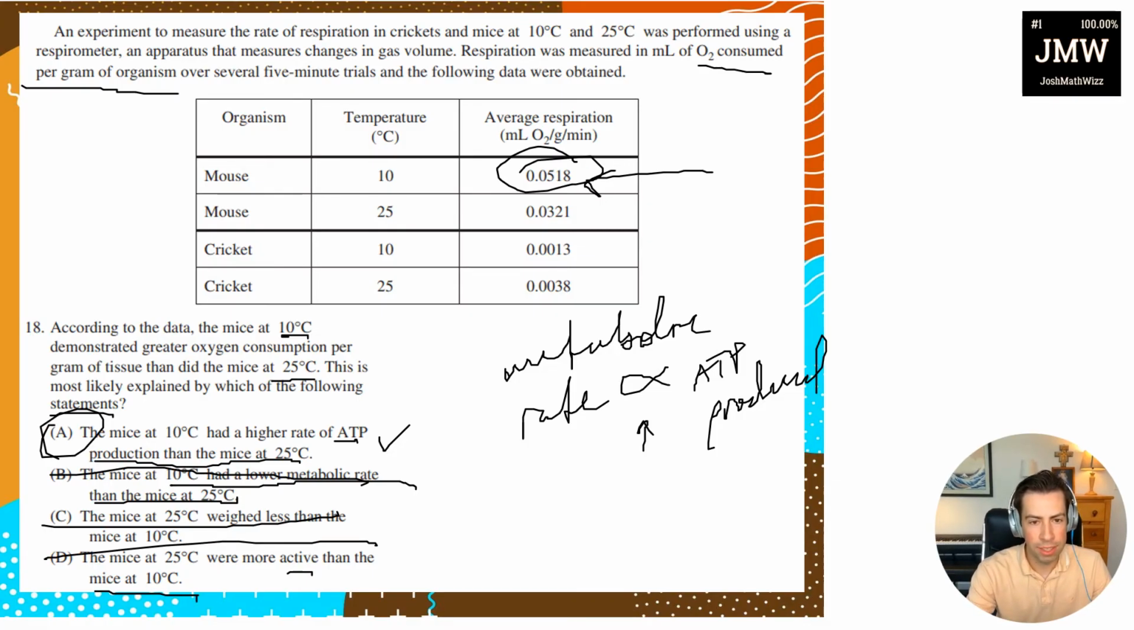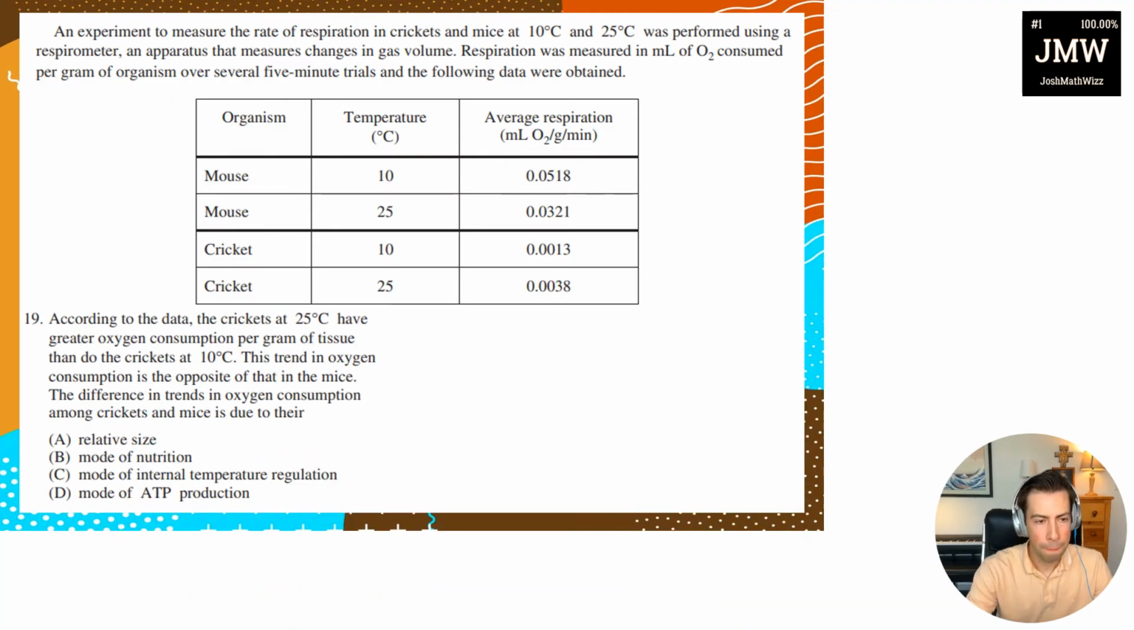Now let's move on to question number 19. It says, according to the data, the crickets at 25 degrees Celsius have greater oxygen consumption per gram of tissue than do the crickets at 10 degrees Celsius. This trend in oxygen consumption is the opposite of that in the mice. The difference in trends in oxygen consumption among crickets and mice is due to their, well, it's not relative size, right? Because these are all normalized for their weight and their mass. It's not the mode of their nutrition because they're not being fed right now.